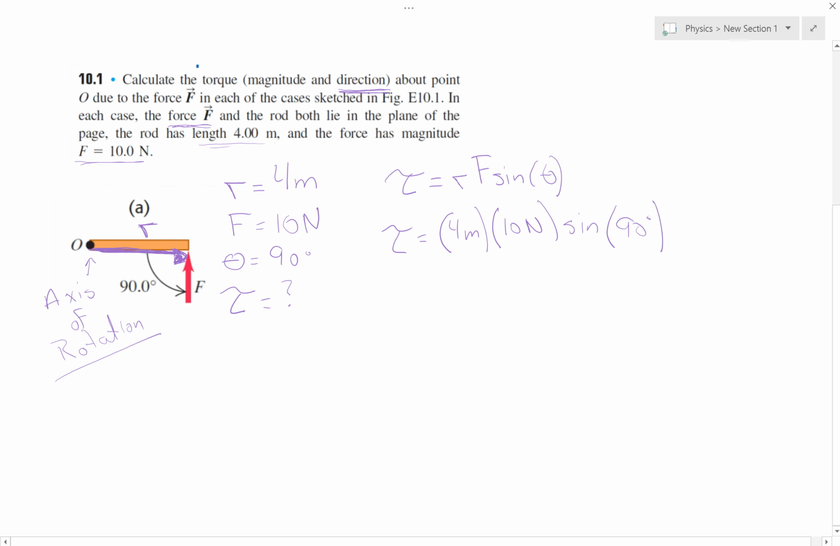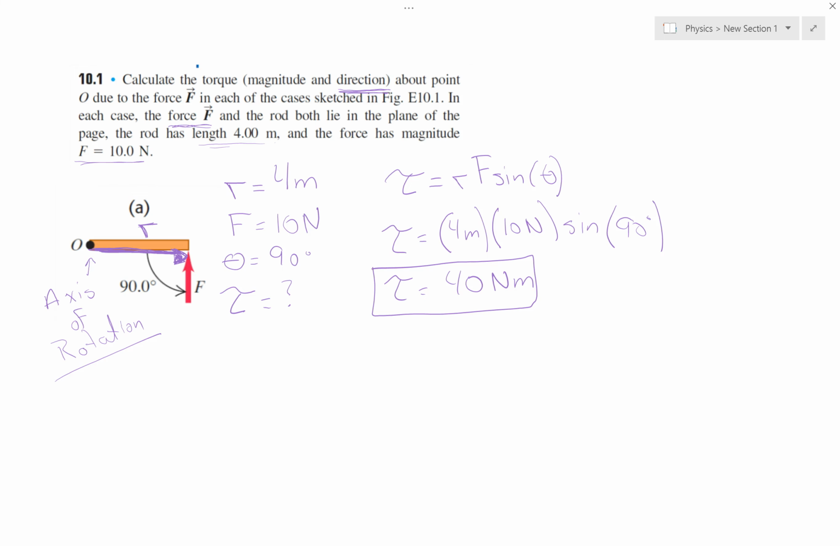Now sine of 90 is a really nice value. That's going to give us 1. So 4 times 10 is 40. 40 times 1 is 40. So the magnitude of this will be 40. Now our units. You can write this in any order, but in general, we write them as Newton meters. So our answer here for our magnitude of the torque would be 40 Newton meters.